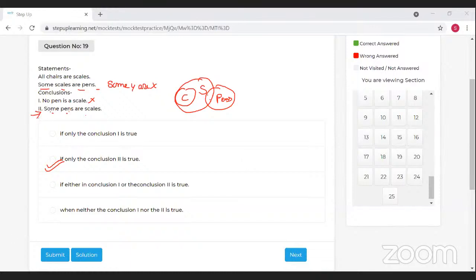Hi, Flavel. Okay, so the answer for this is 2. All right, we'll look at one more.